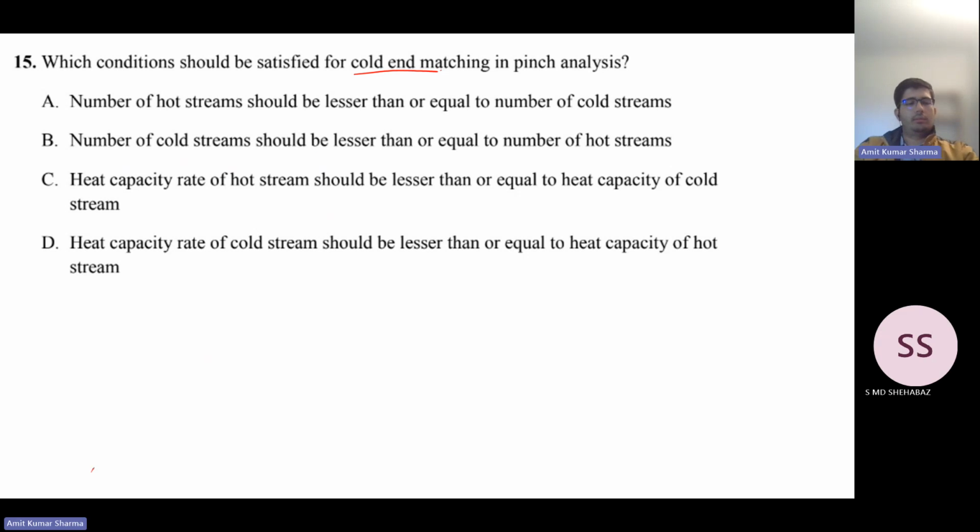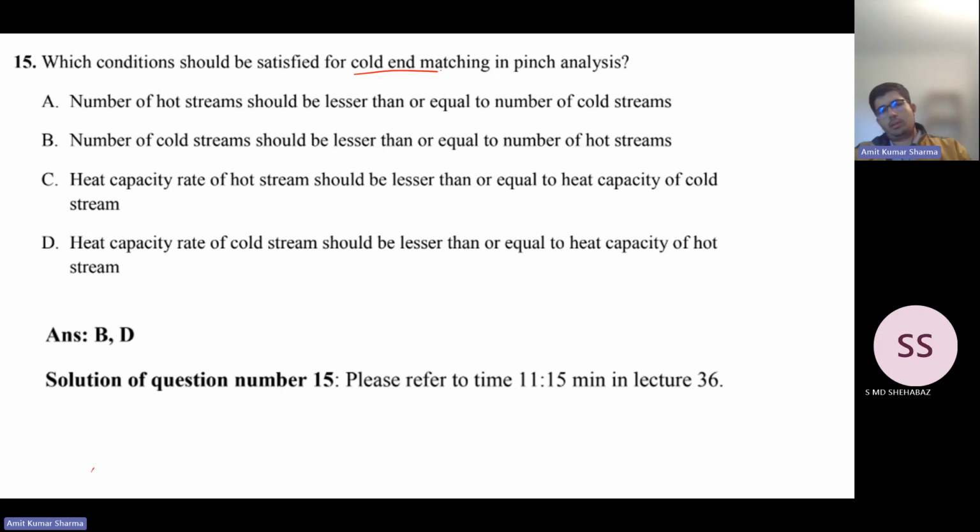Do we have any answer? Sir, BD, sir. Okay, nice. The correct answer is B and D. For cold end matching, the number of cold streams should be lesser than or equal to the number of hot streams, and the heat capacity rate of the cold stream should be lesser than or equal to the heat capacity rate of the hot stream.